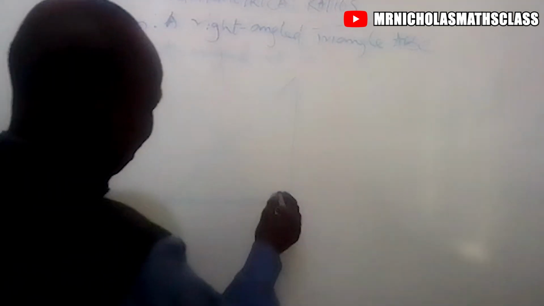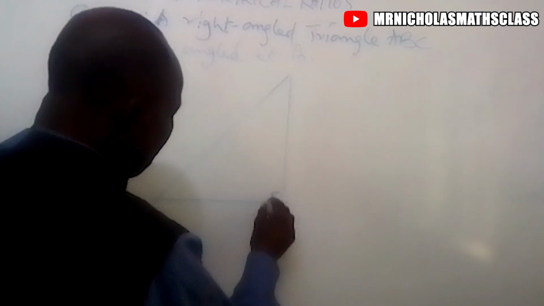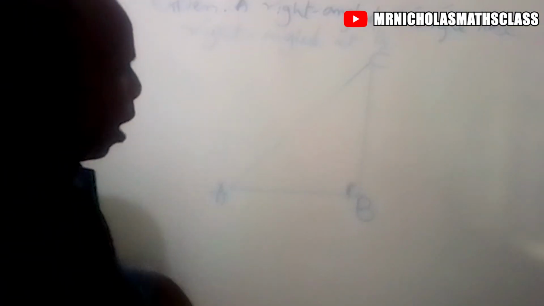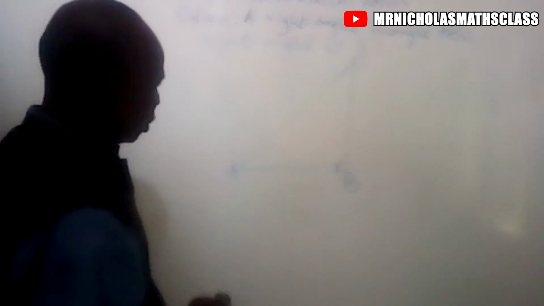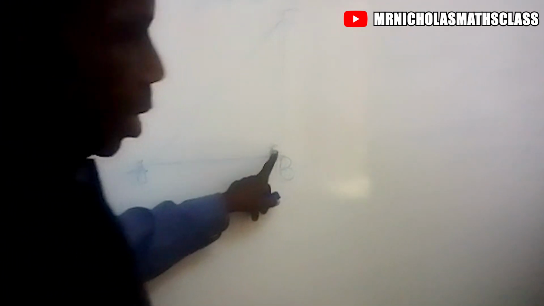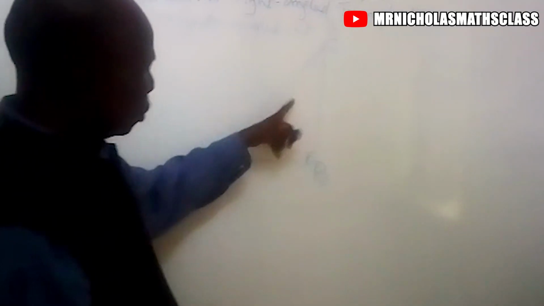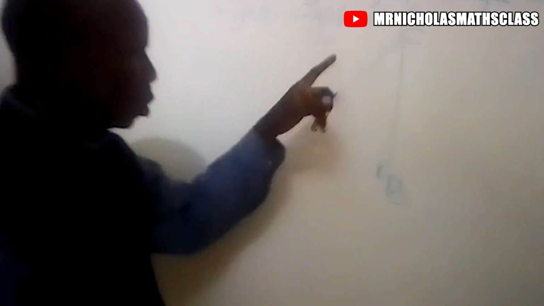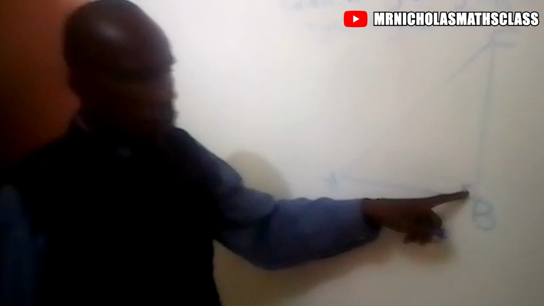This is a right angle triangle, right angle at B. That is, B is here. If B is here, then we have A here. A, B, C. We label it in anti-clockwise direction. Now, this is a right angle. What is a right angle? A right angle equals 90 degrees. That is why we call this triangle a right angle triangle, because one angle is a right angle.